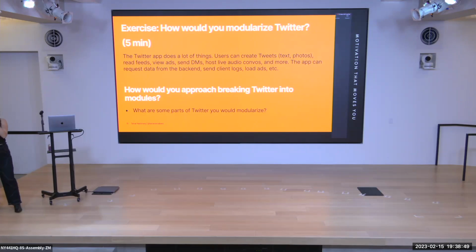The exercise is this: I want you to pair up with one or two people. By the way, for the virtual people, you can just do this on your own and leave comments in the chat if you want. Think about if all the code in the Twitter app was in one place and you had to break it up. How would you break it up and what would you do first?